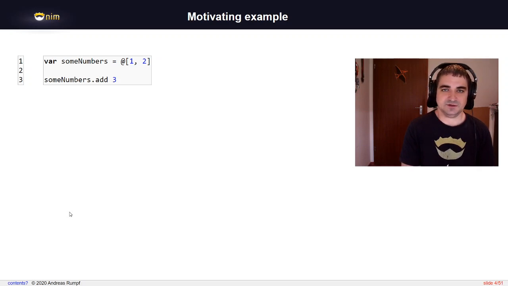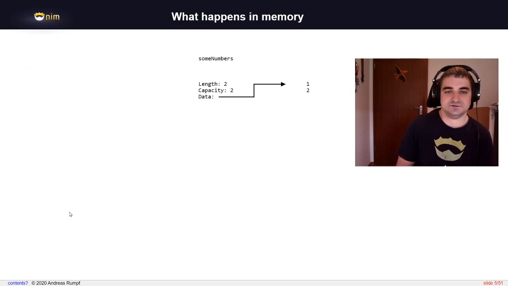For example, we have sequences, or in C++ called vectors, which are arrays that can grow. And how do you implement the memory management for these things? So here is a simple example. I start with a sequence that contains two numbers, and I append the number 3 to these numbers. And now what happens in memory?